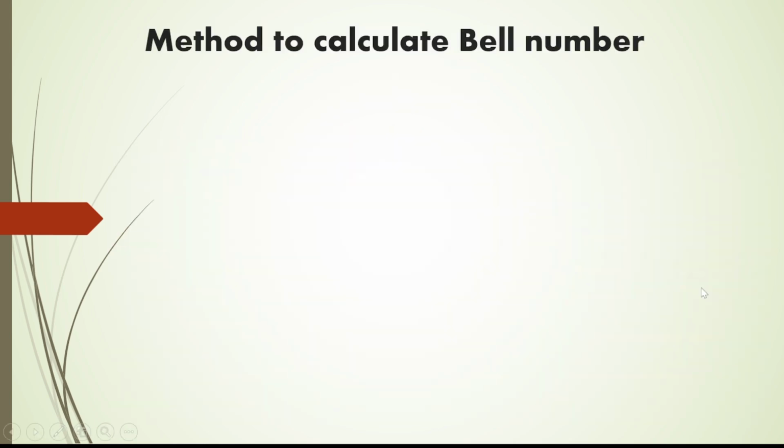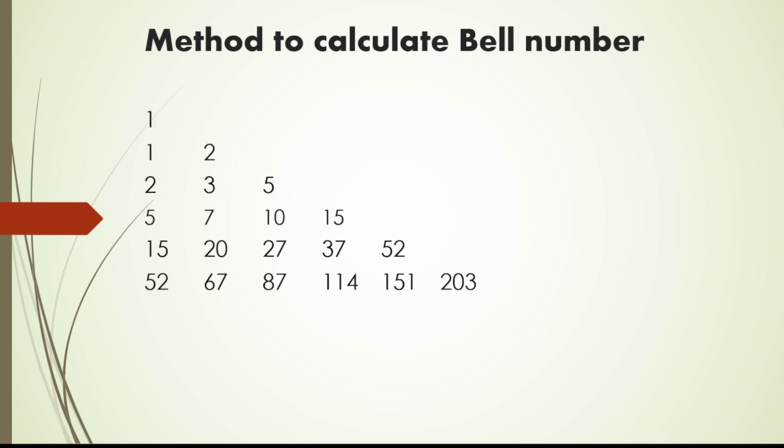To find the Bell number, first we take 1 and the next row number will also be 1. If we add these two numbers, we write it here, that is 2. Then repeat this number in the next row. Now add these two numbers, we get 3. Add 2 and 3, we get 5. The last number of the third row is repeated in the fourth row. Now again add 5 and 2, we get 7. 7 plus 3, 10. 10 plus 5, 15. Repeat like this continuously. Therefore, the Bell numbers are like this.